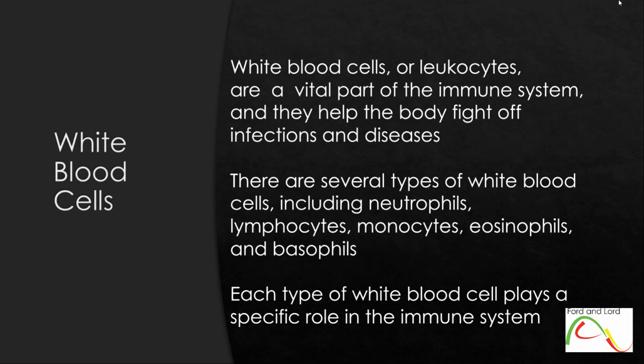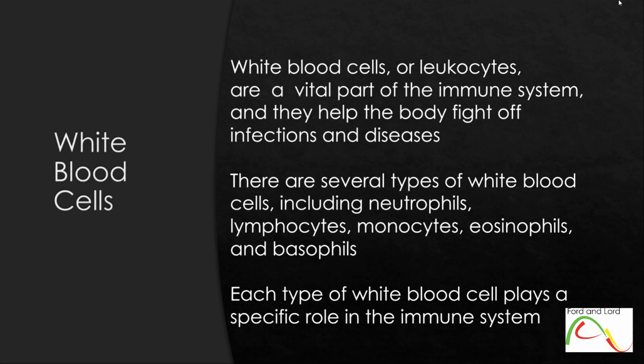White blood cells, or leukocytes, are a group of cells in the blood that are responsible for fighting infections and foreign substances in the body. They are produced in the bone marrow and lymphatic tissues and come in several different types, each with a specific function. White blood cells, or leukocytes, are a vital part of the immune system.